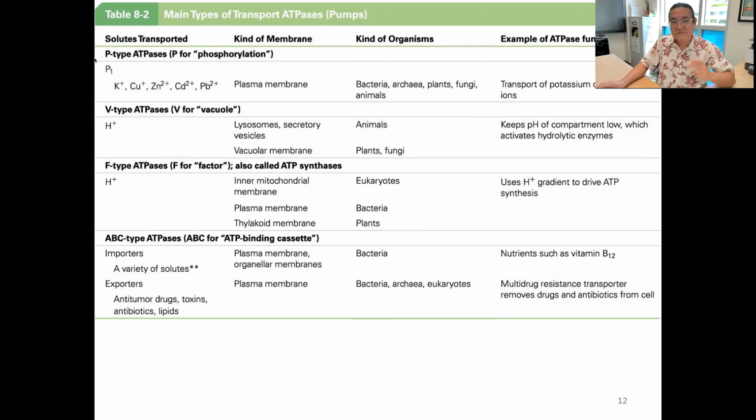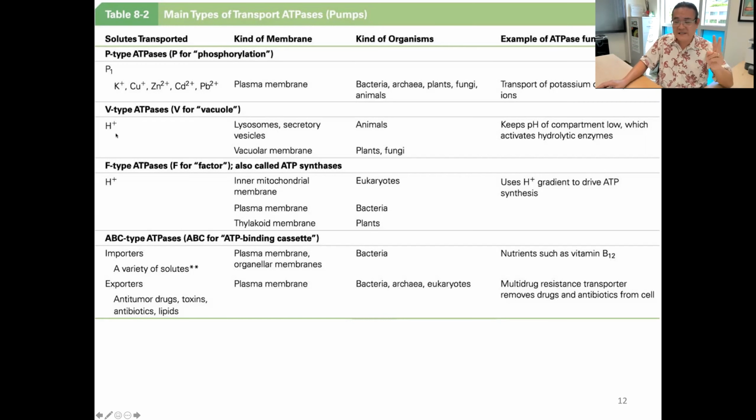So on the top here are the P-type ATPases. P stands for phosphorylation, so the protein itself gets phosphorylated. The pumps that we looked at, like those that move certain ions like potassium, are examples of these. These would be found in the plasma membrane, the cell membrane.